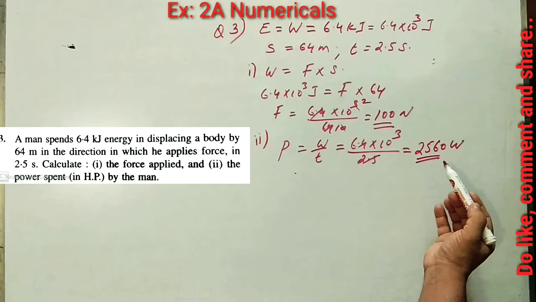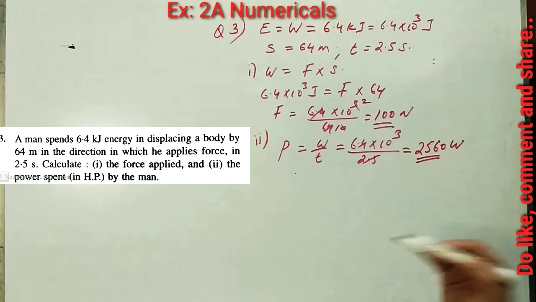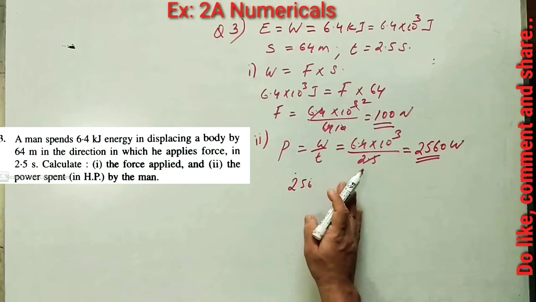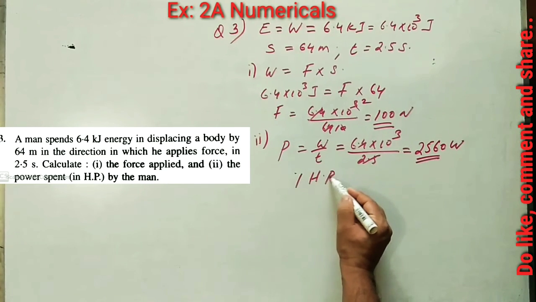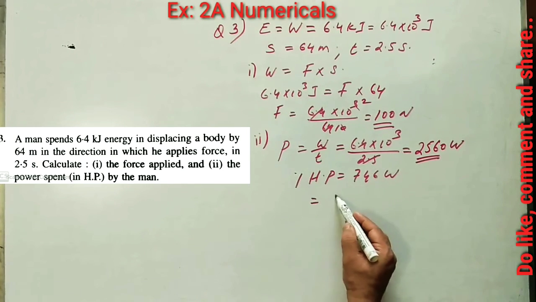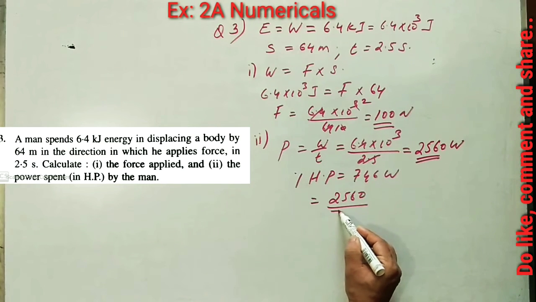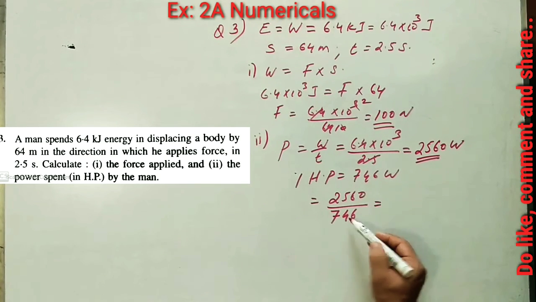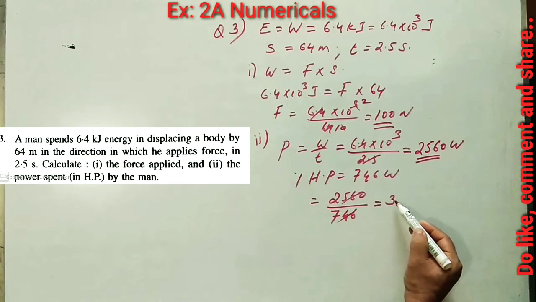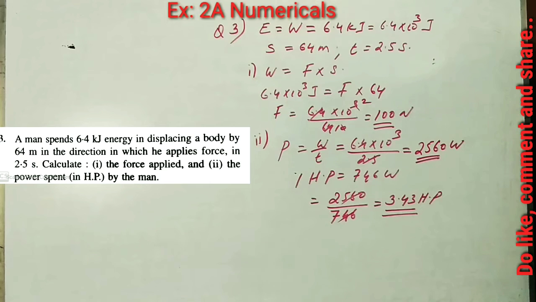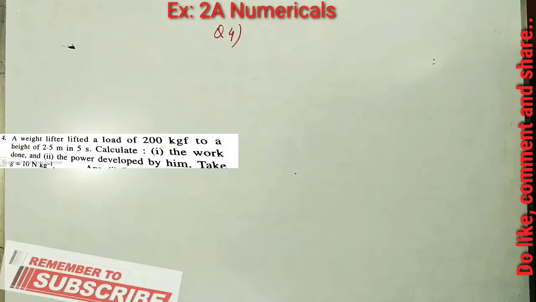So you have to convert the watt and express it in horsepower, another unit of power. You know that 1 horsepower, 1 HP, is equal to 746 watt. Therefore we can write the answer as 2500 divided by the value of 1 HP, that is 746 watt. Divide, and the answer comes out to be 3.43 horsepower, HP. So clear? Is that okay? Fine. Moving on to question number 4.